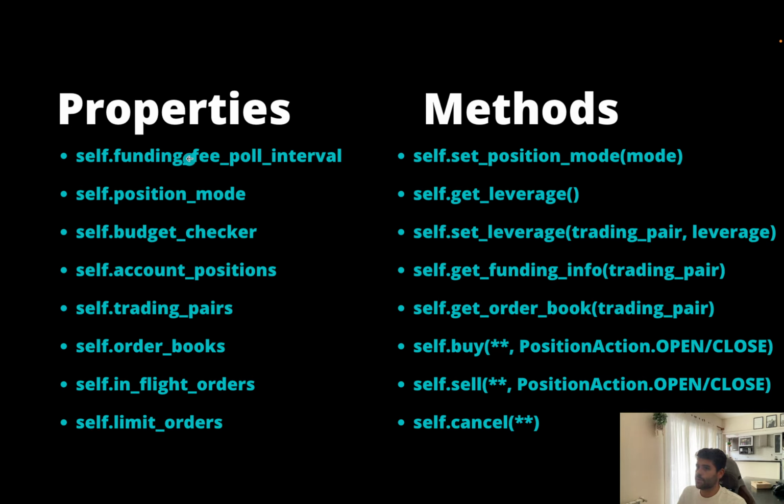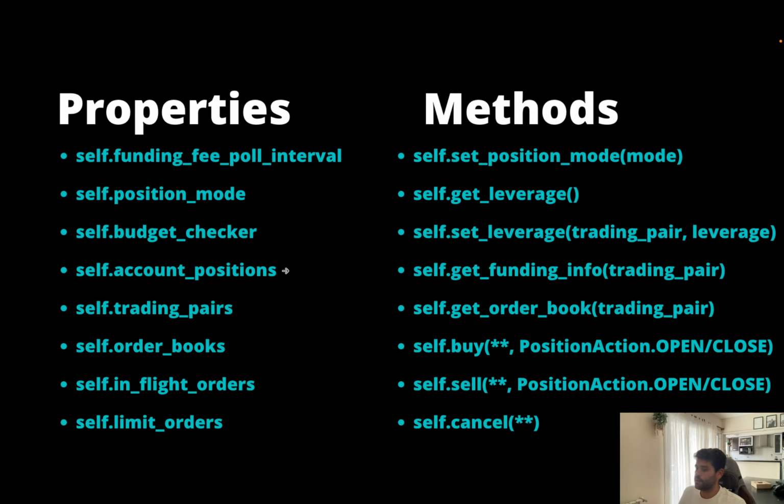So the most common properties that you can check are the funding fee poll interval, once this funding fee is executed; the position mode, if this is one way or hedge; and the budget checker, which will let you adjust an order candidate to your balance and check if you have enough balance to place the order or not.